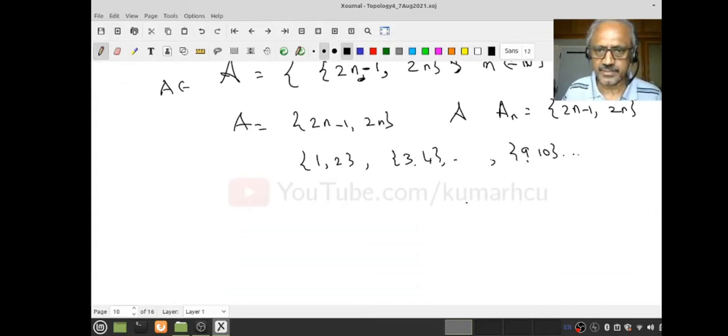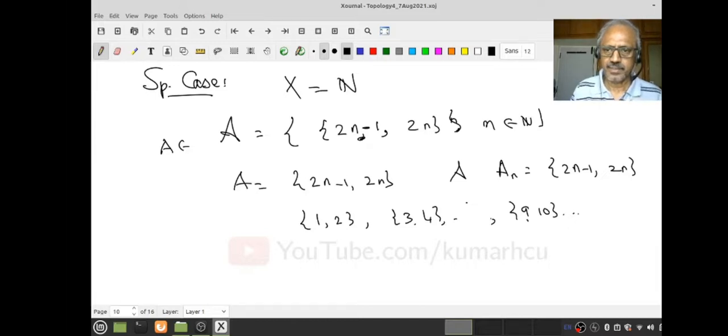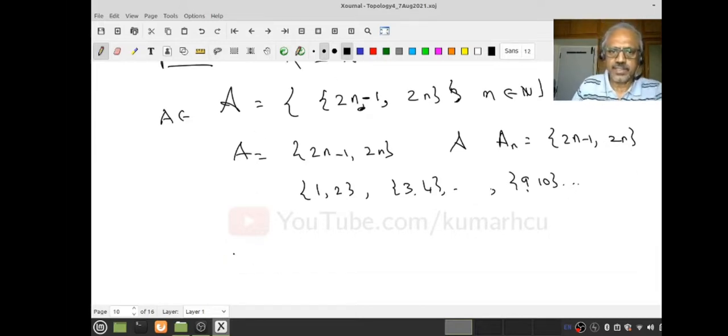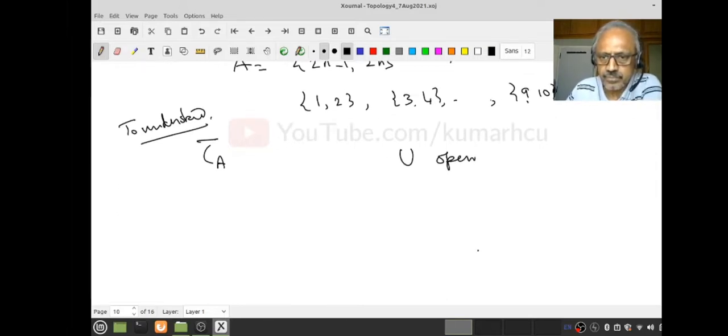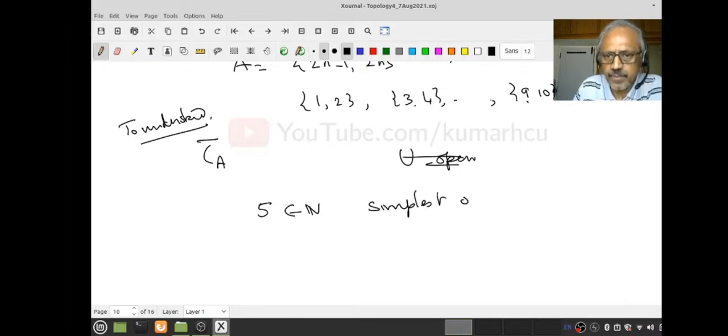Do you understand this? So I want to understand the partition topology, and the idea is to understand it now in this special case. Let us go one by one. Suppose I say U is open. Let me ask this question. Suppose I give 5, a natural number. What is the simplest open set that contains 5?